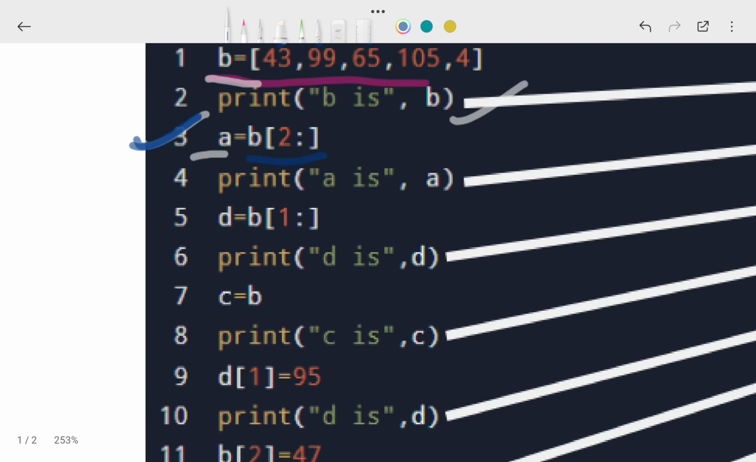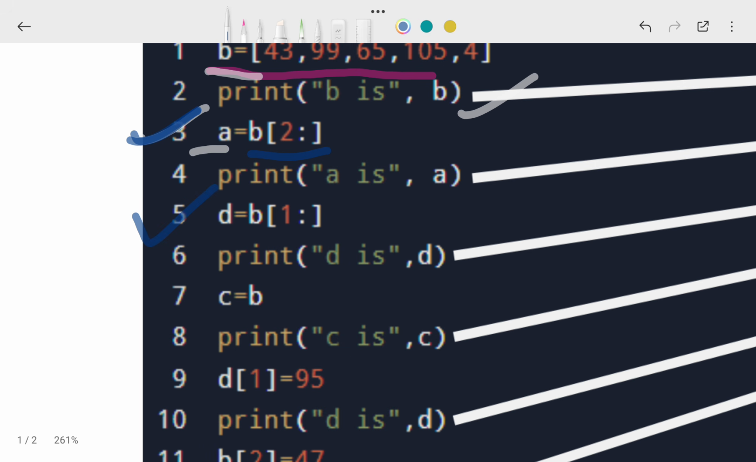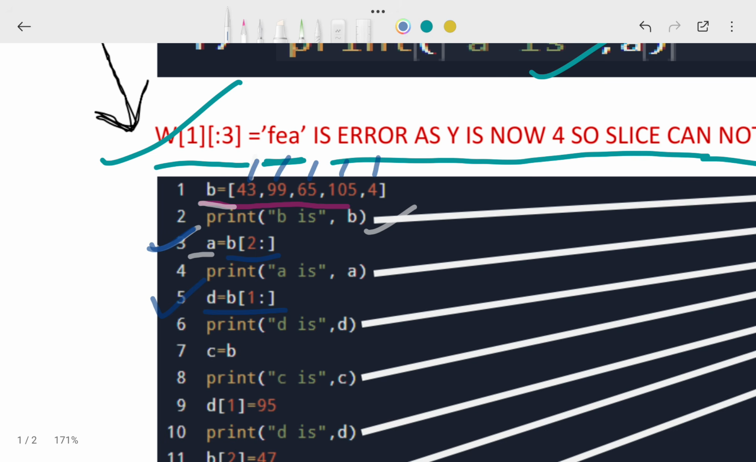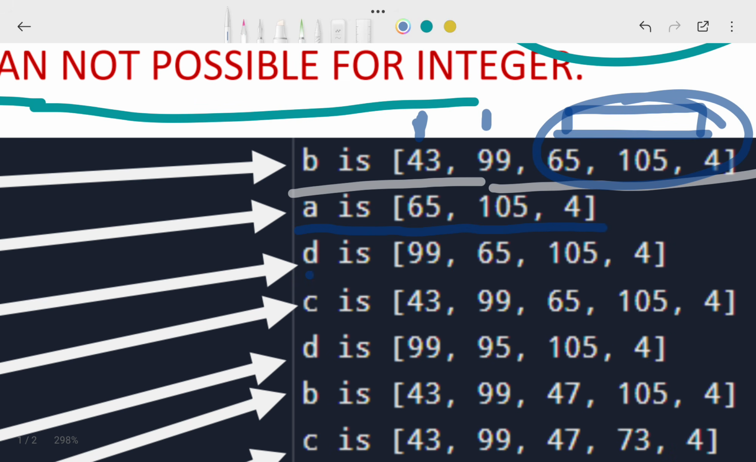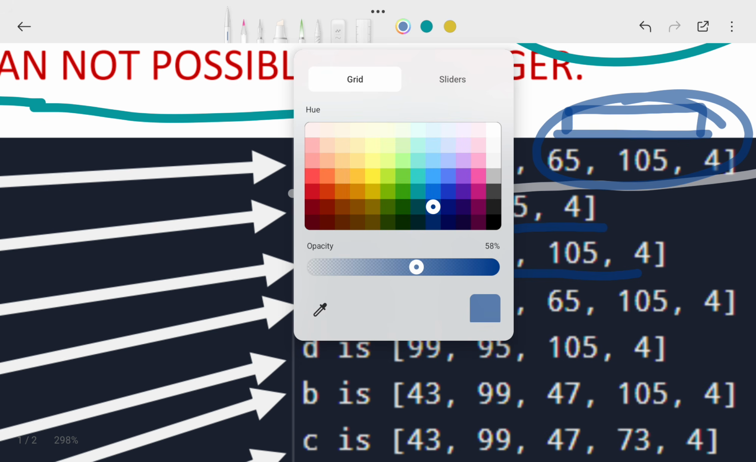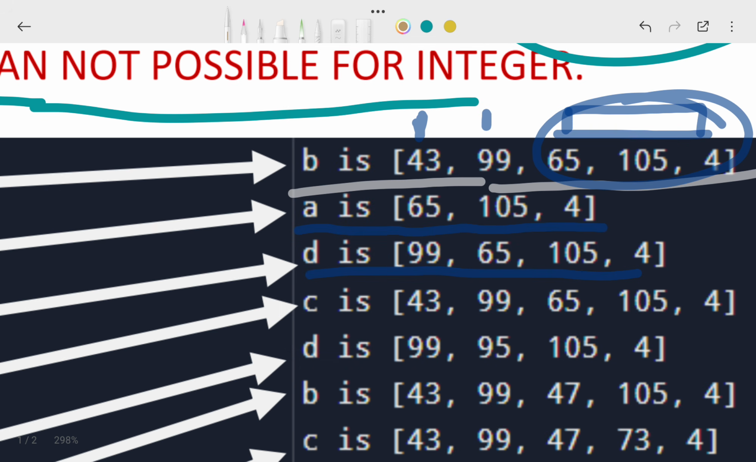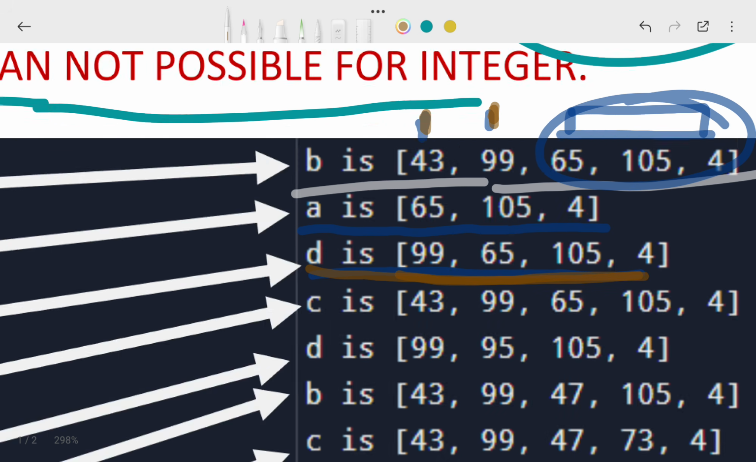Now next I am writing D is equal to B1 to end. Same, 1 to end. What is 1? Same. Okay, so now you can see I am printing the value from 1 to end. I think you understand. So 1, what is 1? 1 is this, 0 is this, B0 and this is B1. So from 99 to 4 I am printing the value.